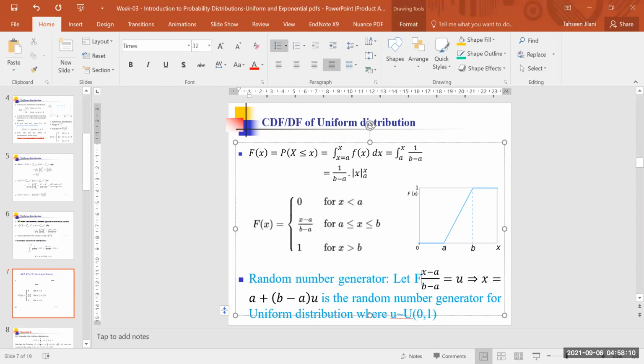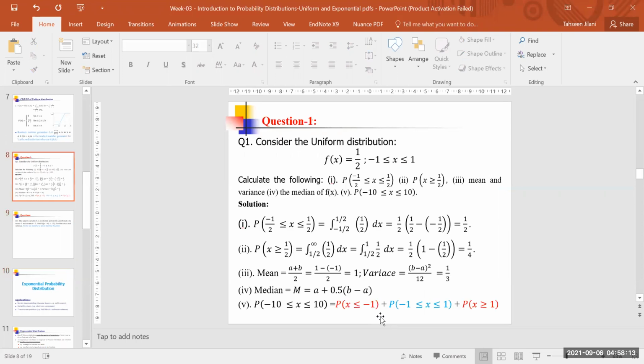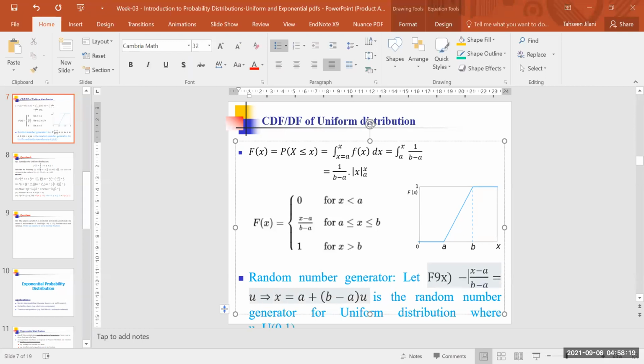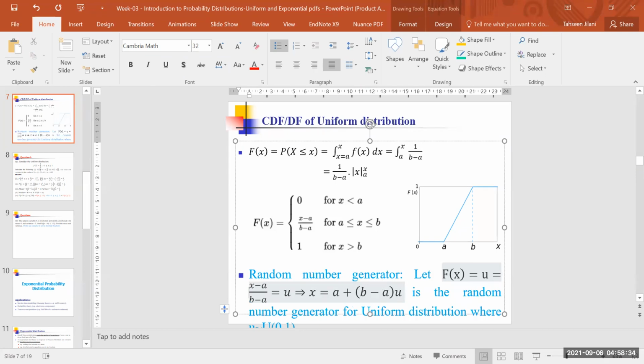This is the CDF, and we equate the CDF, x minus A over B minus A, to U. We call it U, and we solve for x. You know, U equals x minus A over B minus A. Then we solve this equation, it's a linear equation. So we have x equals A plus (B minus A) times U. This is called a random number generator for uniform distribution.